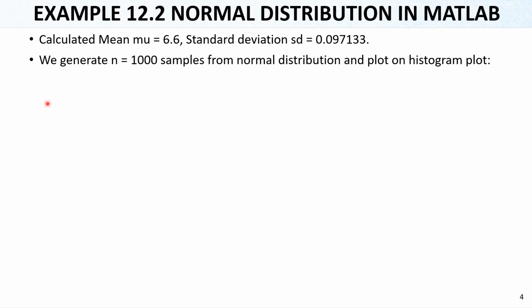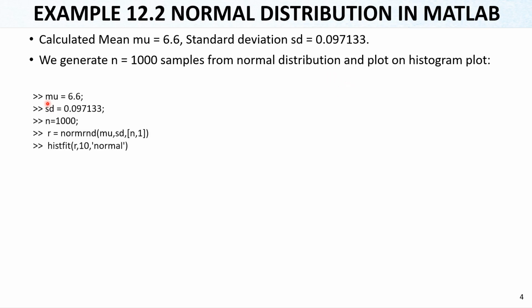If we want to generate it, basically we set the mean as 6.6, std as this, then the number of data is 1,000, and you can use this function that we showed before, normrnd, with the mean, standard deviation, and I want only 1,000 samples in a vector. So this is the number of rows, and the column number is 1. So it's a vertical vector with 1,000 samples.